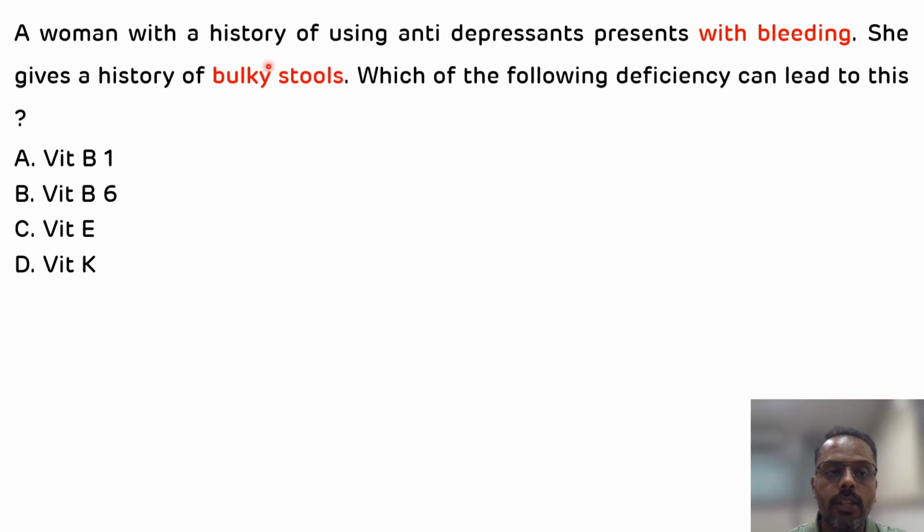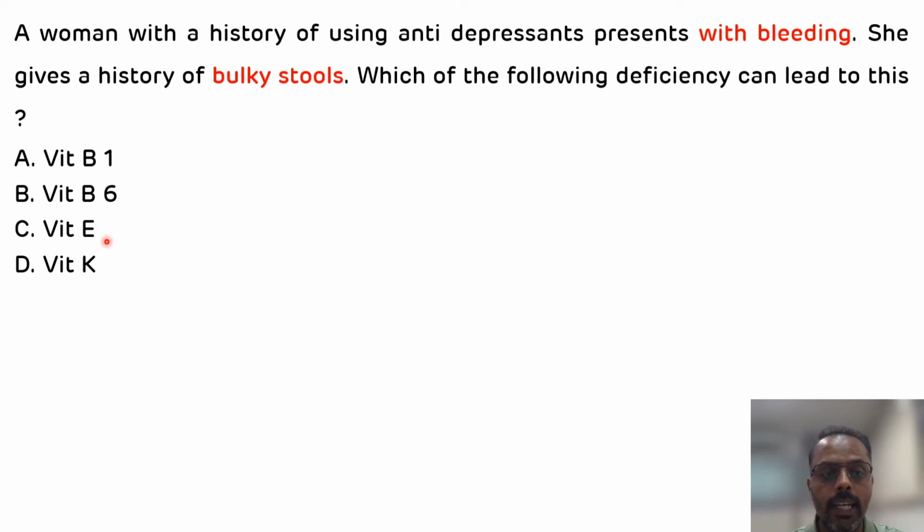Then the last question is, a woman with a history of using antidepressants presents with bleeding. She gives a history of bulky stools. Which of the following deficiencies can lead to this? And the options are vitamin B1, B6, vitamin E, and vitamin K. So the patient presents with bleeding. Bulky stools mean steatorrhea, that means fat is not absorbed properly, so we have to focus on the fat soluble vitamins. There are four fat soluble vitamins: A, D, E, and K. A and D are not given in the options, E and K are. So we have to exclude one of these two, as the patient presents with bleeding.